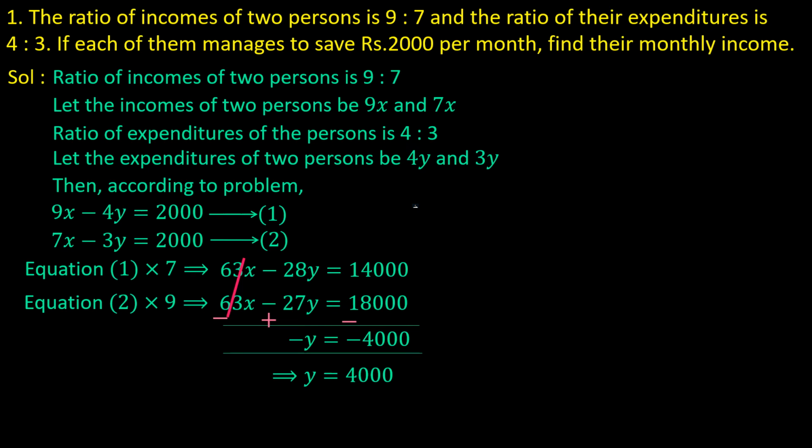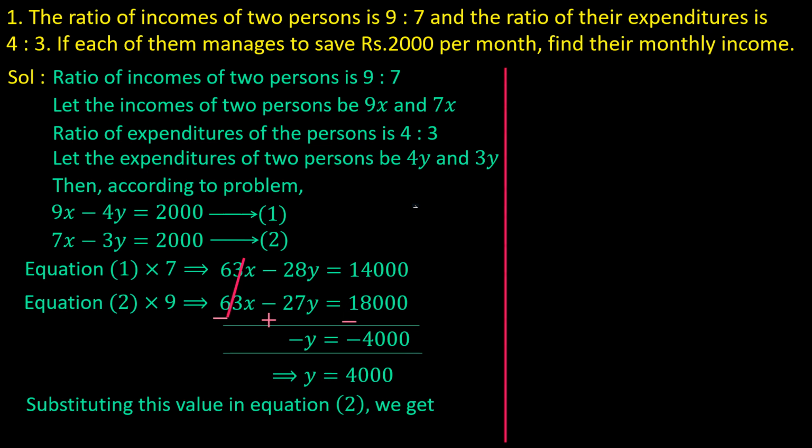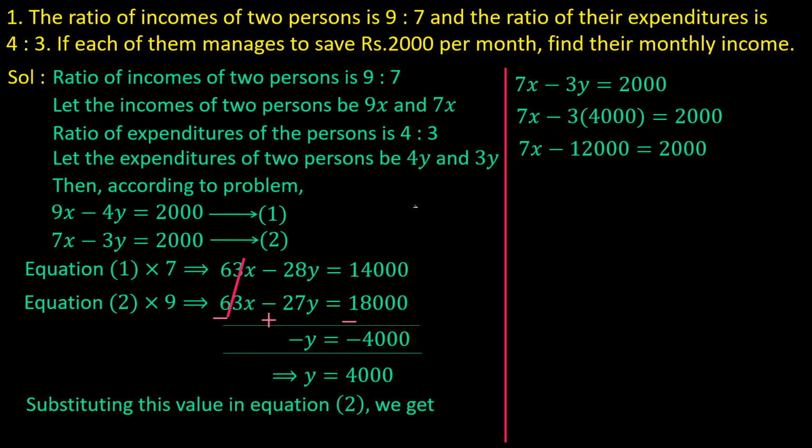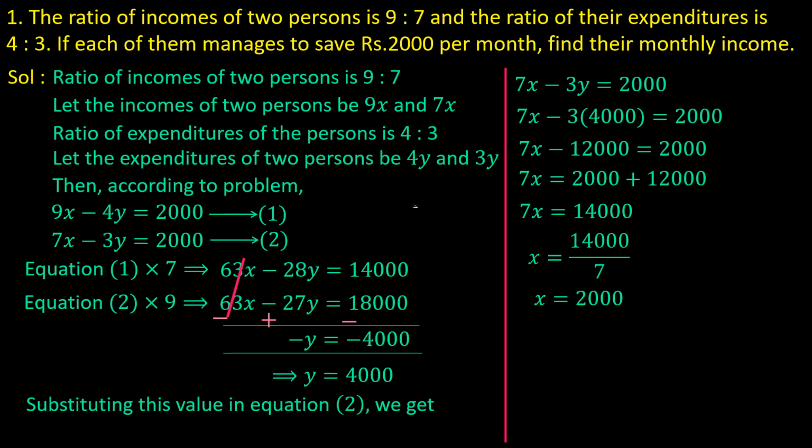And let's substitute this value y equal to 4,000 in either of equation 1 and 2. So let's substitute this value in equation 2. We get 7x minus 3y equal to 2,000, and by substituting y equal to 4,000, 7x minus 3 into 4,000 equal to 2,000. That is 7x minus 12,000 equal to 2,000, and from that we get 7x equal to 2,000 plus 12,000, which is equal to 14,000, and from that we get x equal to 14,000 by 7, which is equal to 2,000.